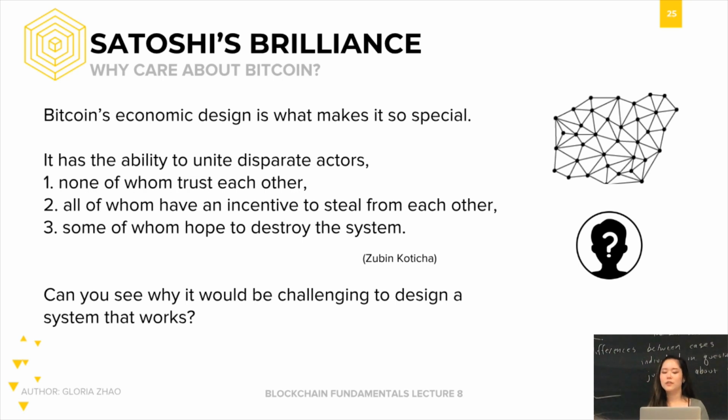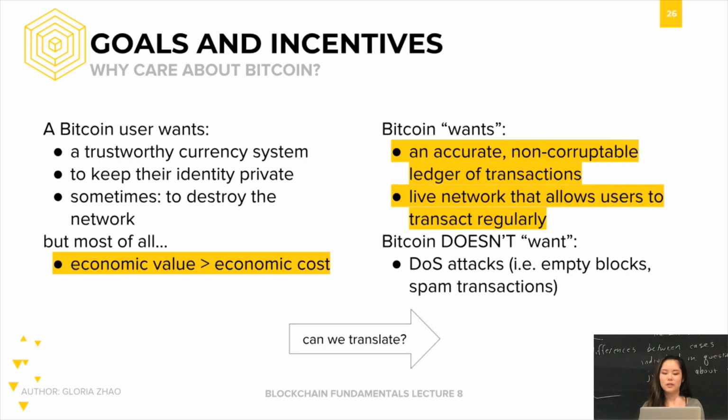You all have an incentive to steal from each other because this person is not your friend, this is not your family, you don't care about them, you should just be acting in your own self-interest, just like in almost every other situation in life. And some people might actually try to destroy this system. We are assuming that there are adversaries within a distributed network like this. So can you see why it would be challenging to design a system that works given these restrictions? That's why it's so hard to create a truly decentralized cryptocurrency.